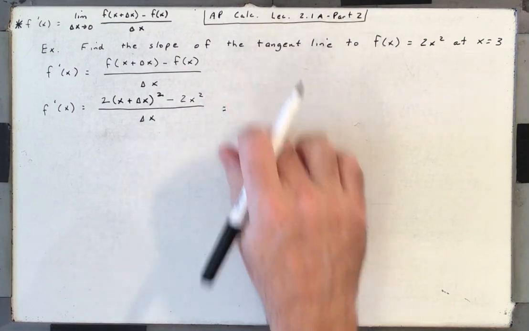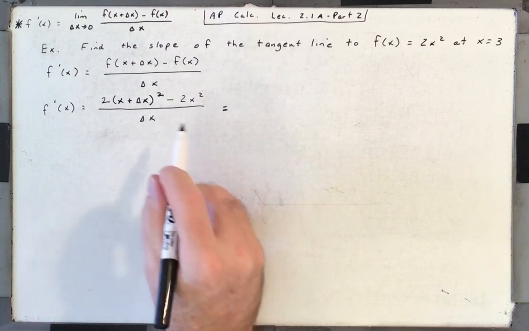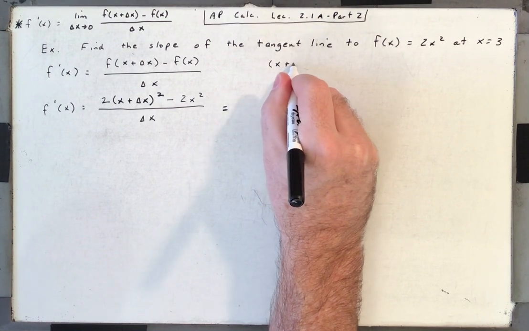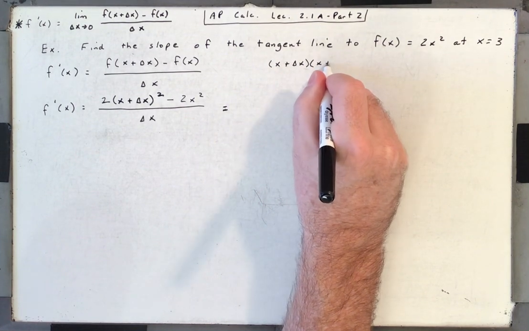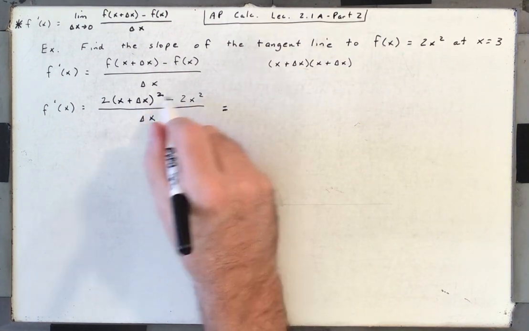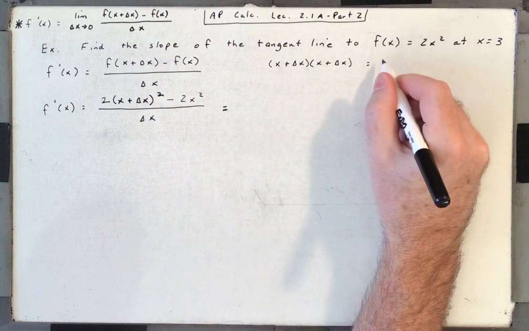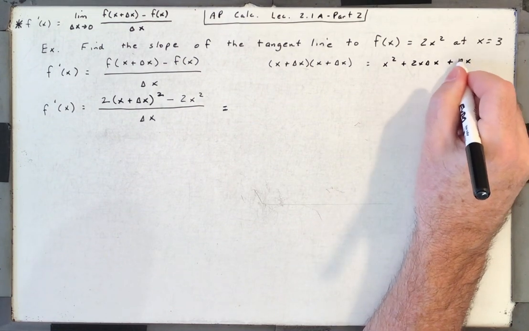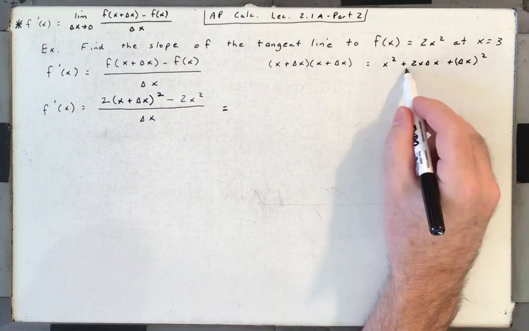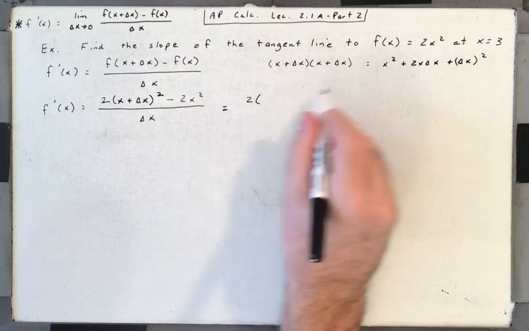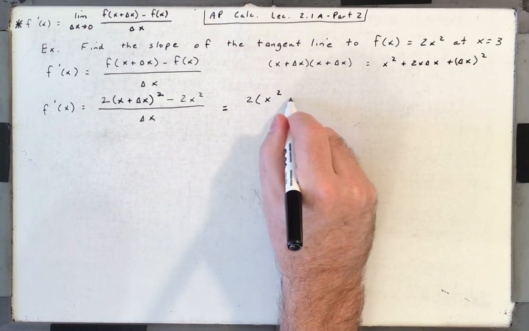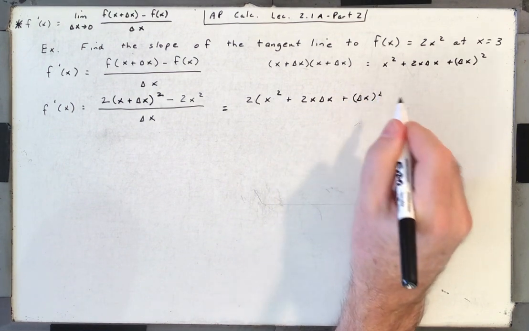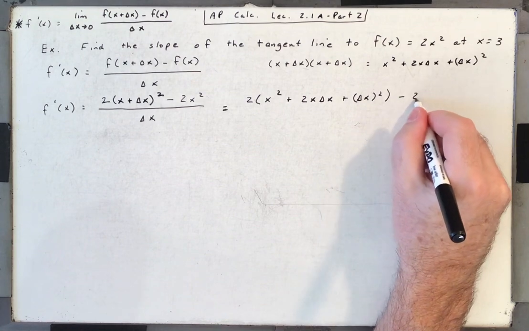I am going to expand that x plus delta x squared. So we're just going to FOIL that out. Now, I won't do this every time. We'll do this on this first problem. X plus delta x squared is just that. So if you FOIL that out, it's going to be x squared plus 2x delta x plus delta x all squared. Try that yourself, just foiling it, and that's what you'll end up with. So we have a 2 times that, x squared plus 2x delta x plus delta x all squared, minus 2x squared.